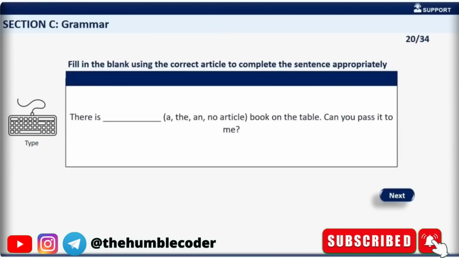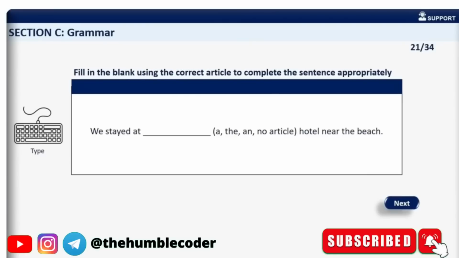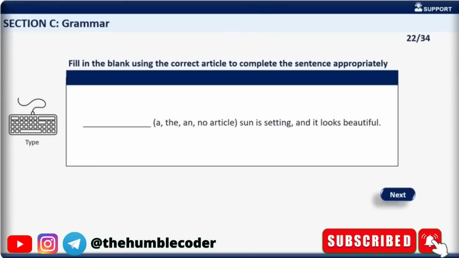Let's move on to the next question. There is dash a book on the table. Can you pass it to me? So the correct answer in this case is going to be: there is a book on the table. Can you pass it to me? Let's move on to the next question now. We stayed at dash hotel near the beach. So the correct answer in this case is going to be: we stayed at a hotel near the beach.